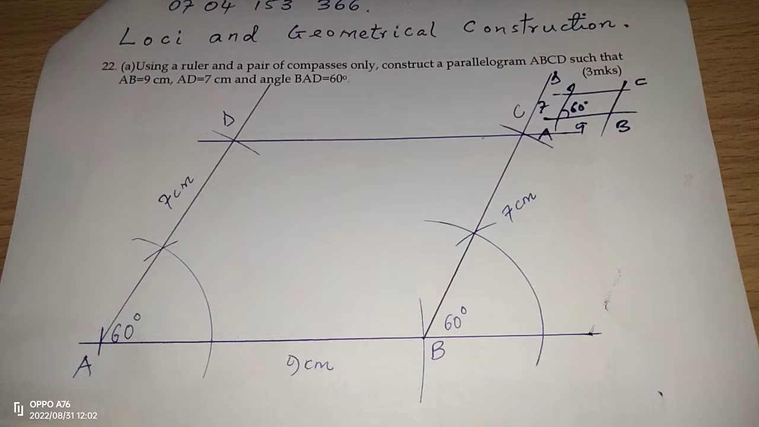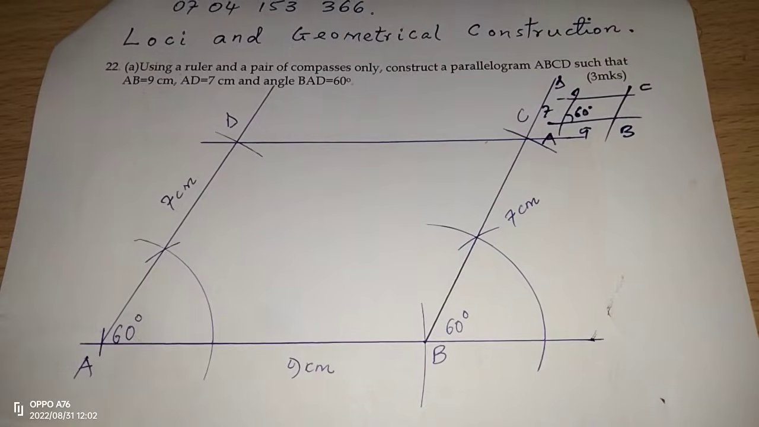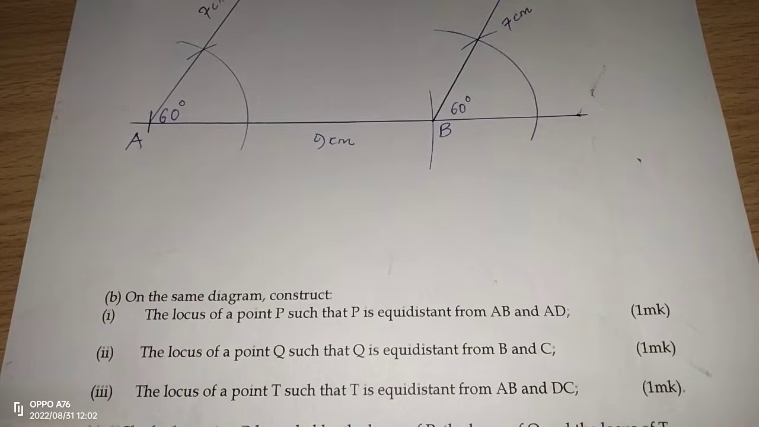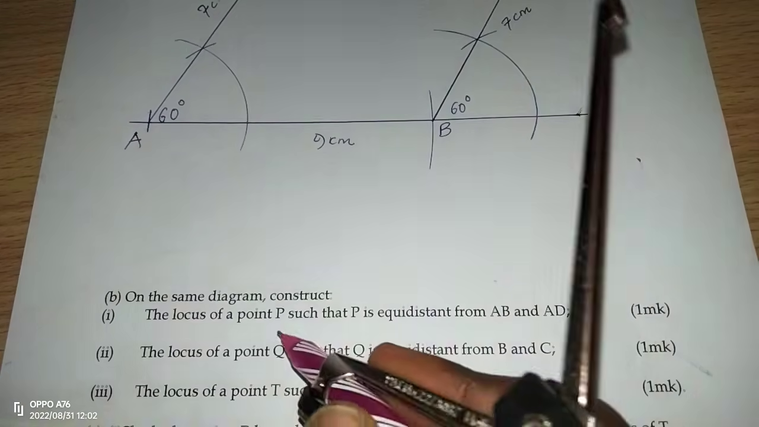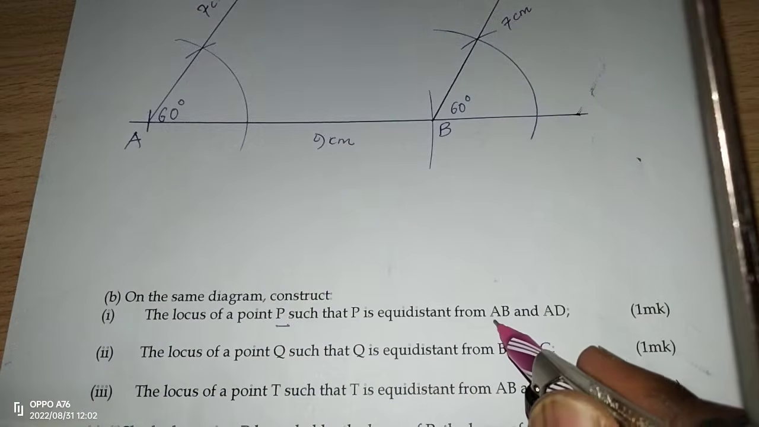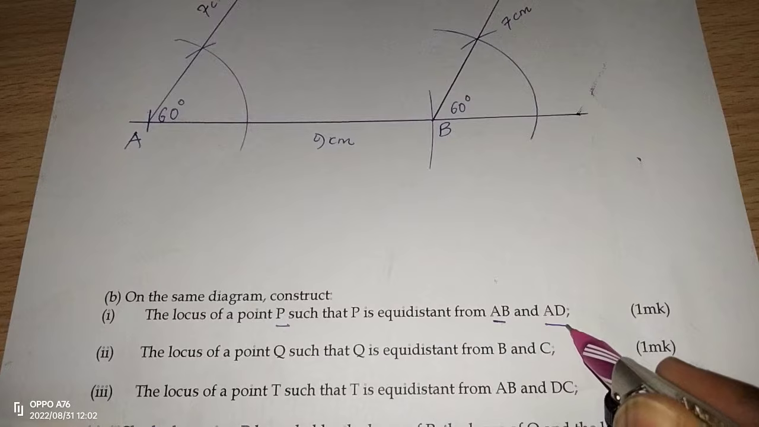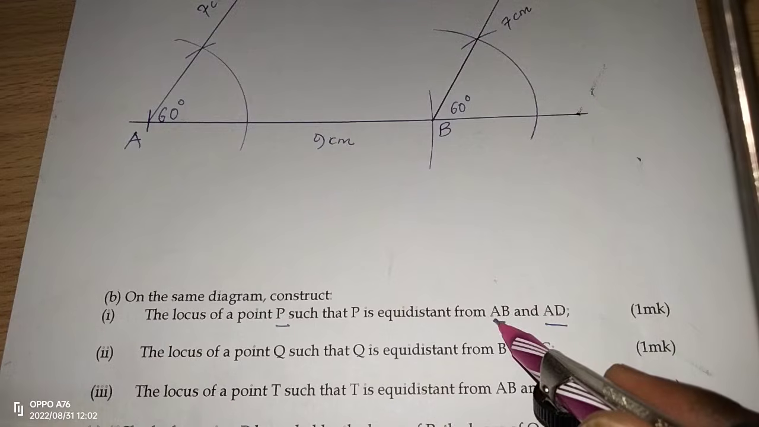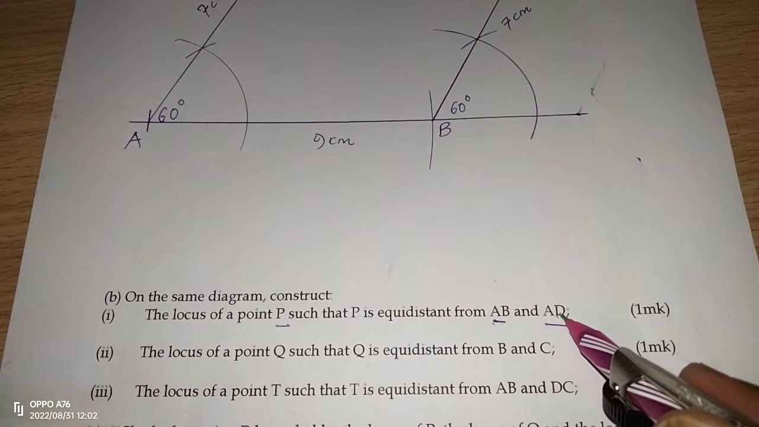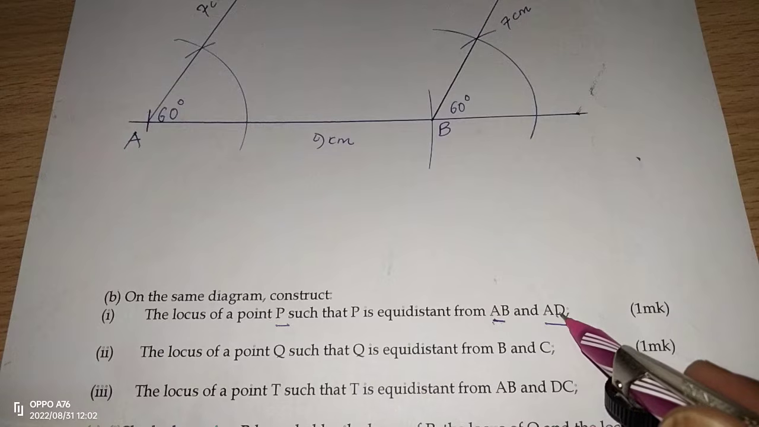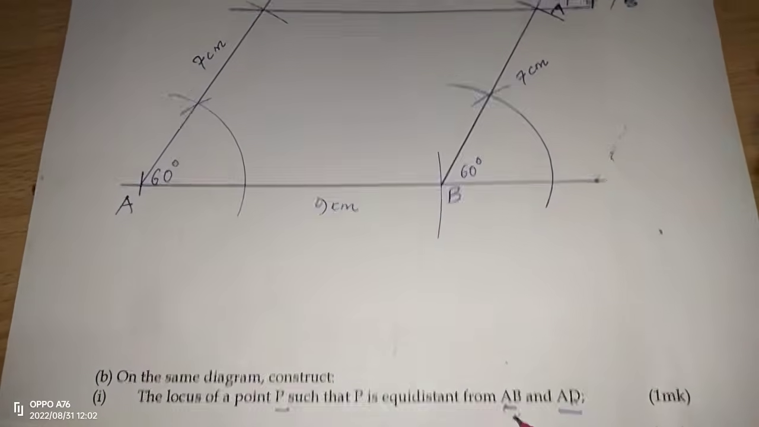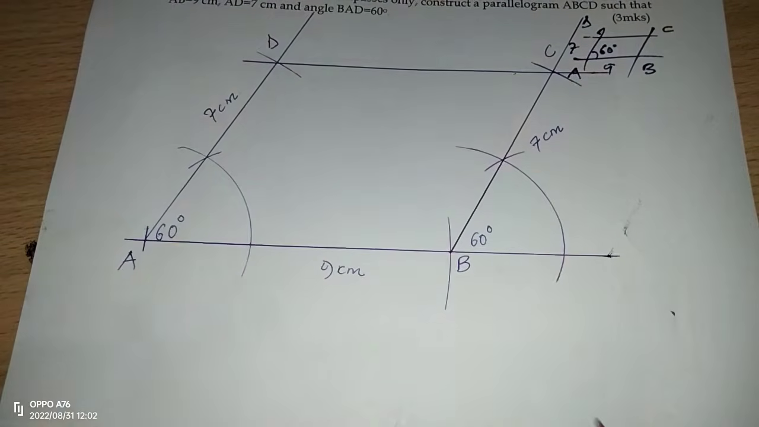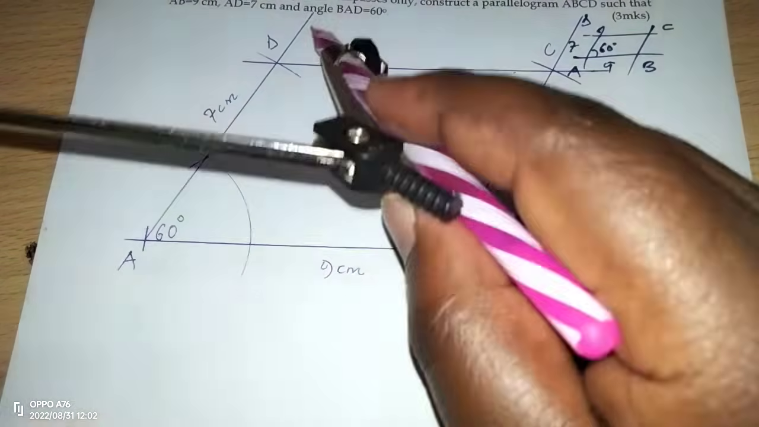Now the other thing is in part B of the question, which says construct on the same diagram the locus of a point P such that P is equidistant from AB and AD. If you are told to construct the locus of points which are equidistant from two given lines, then if the two lines are making an angle, we bisect the angle between these two lines, AB, which is here, and AD, which is here. The angle they are making is this 60, so we bisect it.